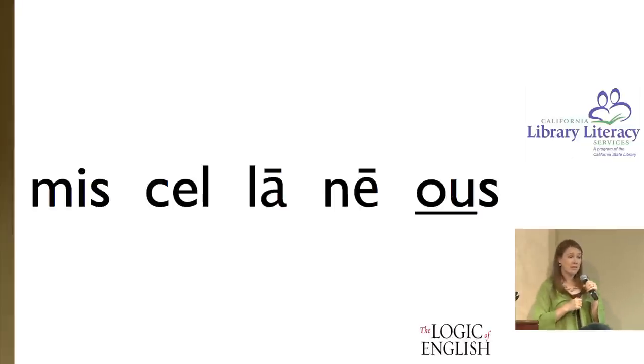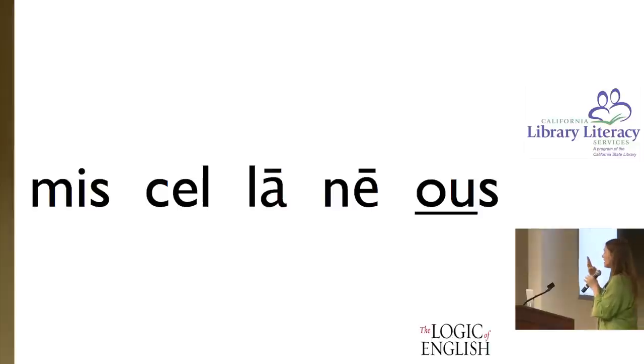First syllable is miss, m, i, s. This is an s saying z. Second syllable is sell, s. This is a c saying s, e, l. Third syllable is lay, l, a. Fourth syllable is knee, n, e. Fifth syllable is us, us.